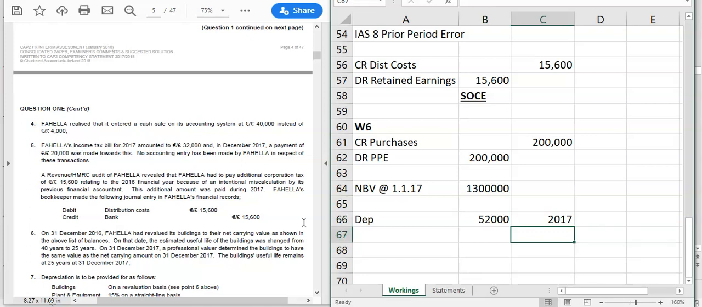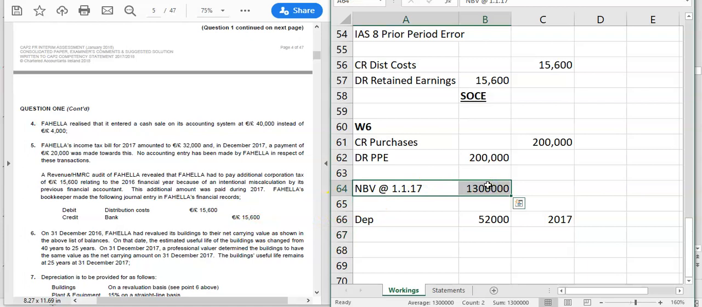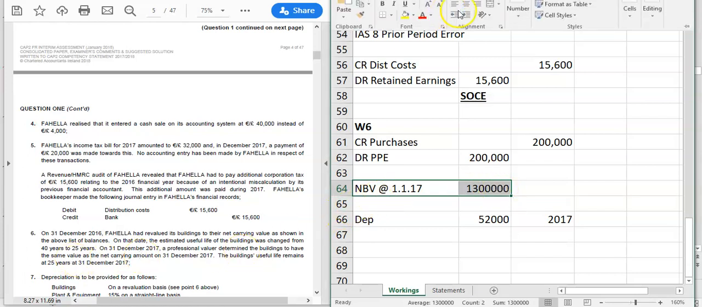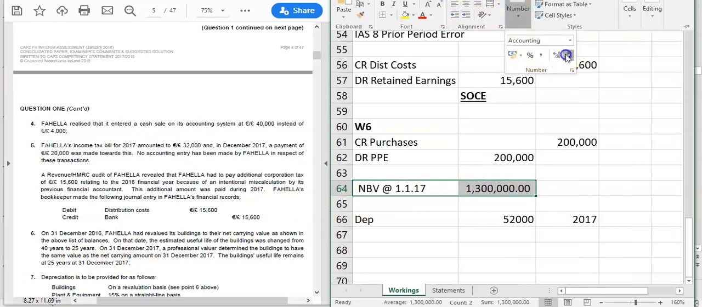Now, this was quite tricky, the way the examiner worded it. They said they revalued its buildings to their net carrying value. So actually, the revalued amount is the 1.3 million at the end of 2016. Usually, we would present that by clearing out the accumulated depreciation and adjusting the cost account. They haven't. So it's just a different way of presenting it. The key point is you should be depreciating the revalued amount, which happens to be the carrying value. That is the 1.3 million. That was quite tricky the way it was worded.